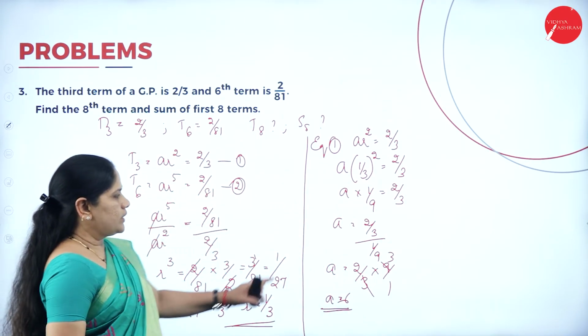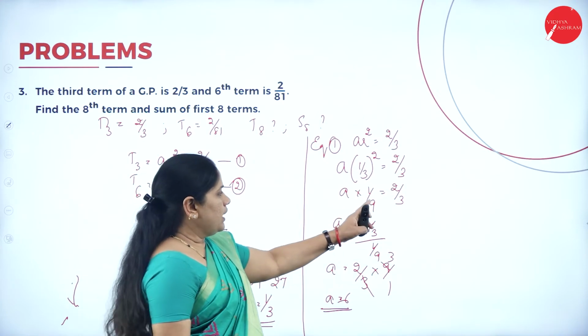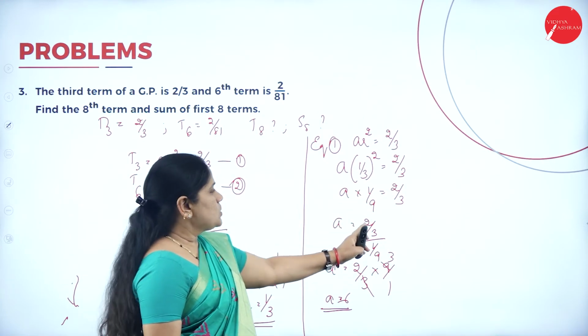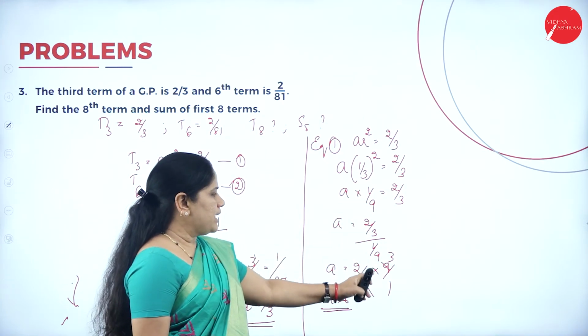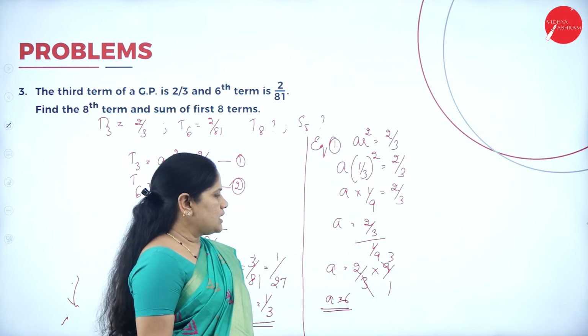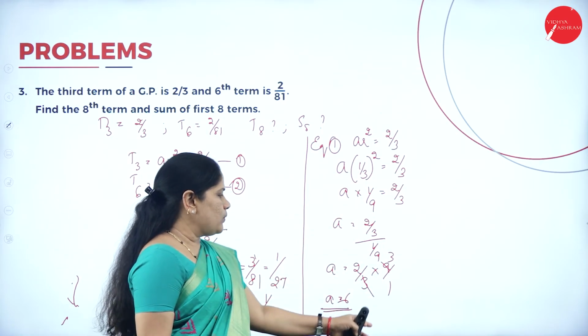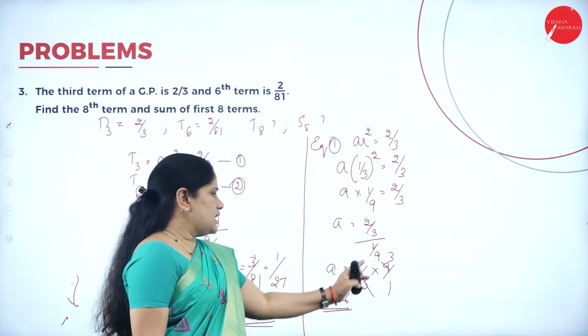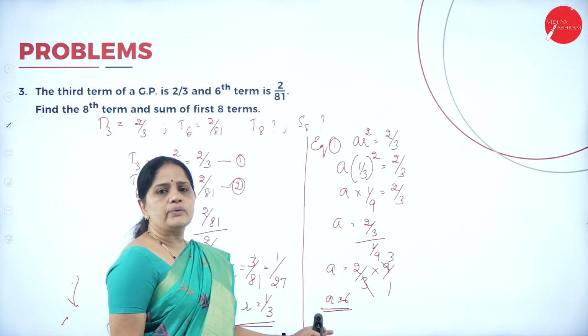Now I want only A: 2 by 3 divided by 1 by 9. When I take the reciprocal, it becomes 9 by 1. So 3 3s are 9, 2 3s are 6. A equals 6 is the answer.